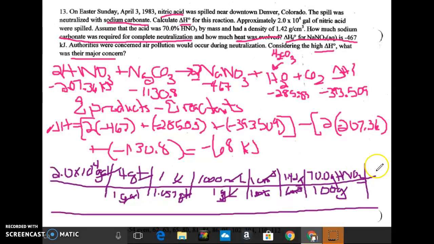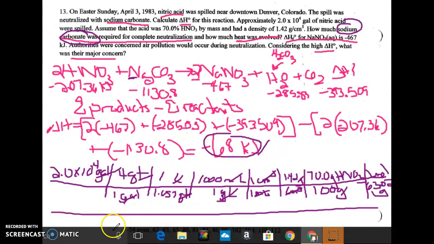Okay, so that gives me grams of HNO3, so I'm going to do grams to moles, and I'm just going to add up the molar mass, which is 63.02. That's grams in 1 mole. And I'm just going to put in, so this is kilojoules per mole of Na2CO3. So again, it's asking how much sodium carbonate, so that's how I know what I'm looking for next.